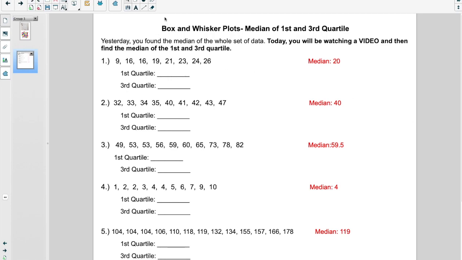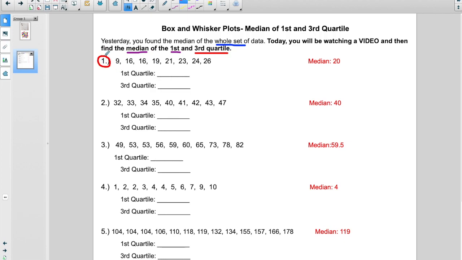Yesterday you found out the median of a whole data set. Today we're really going to be focusing on finding the median of quartile 1 and quartile 3. So I am going to do the first two examples for you, and then the last three will be your homework problems. So like yesterday, we're going to be finding the median of data. And if you look on the right-hand side, we gave you the answers to what the median was of all of these data sets. So you can check your answers by looking at the red median on the right-hand side.